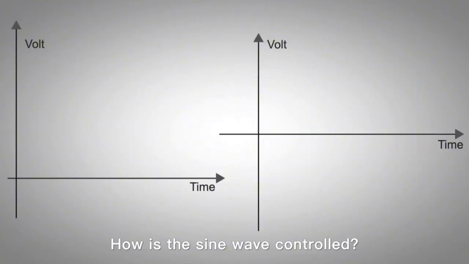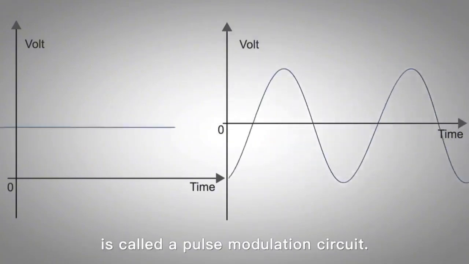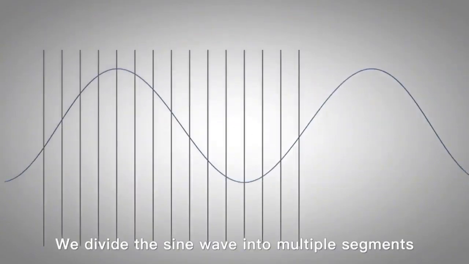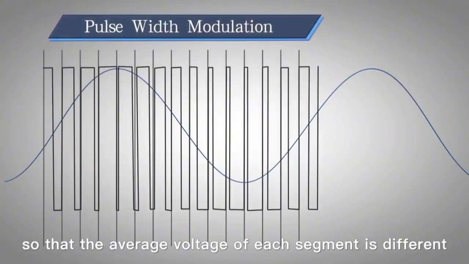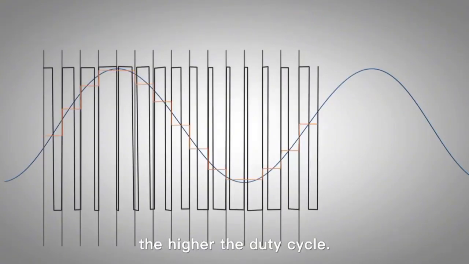How is the sine wave controlled? The circuit used to realize the sine wave is called the pulse modulation circuit. We divide the sine wave into multiple small segments. Each small segment is controlled by a different duty cycle, so that the average voltage of each segment is a different point. The higher the voltage, the greater the duty cycle.